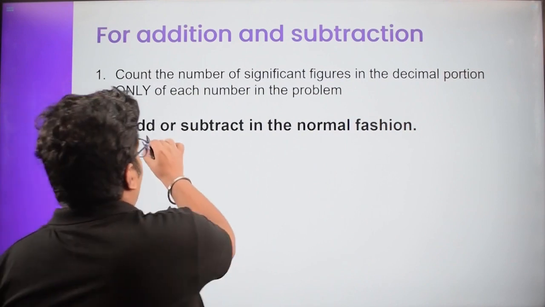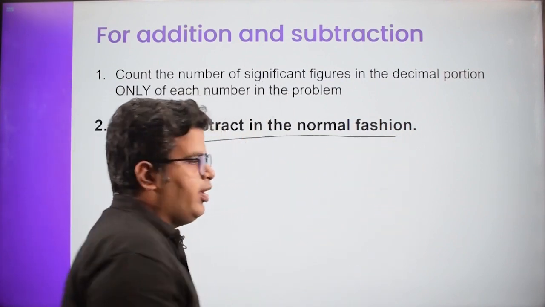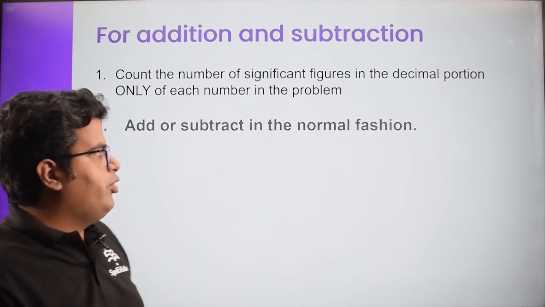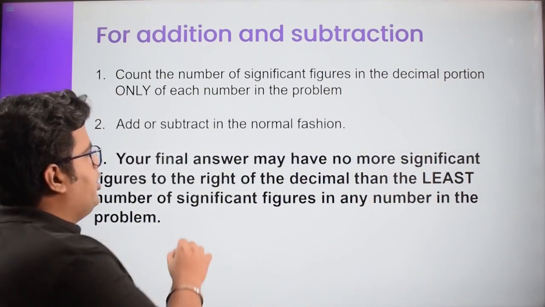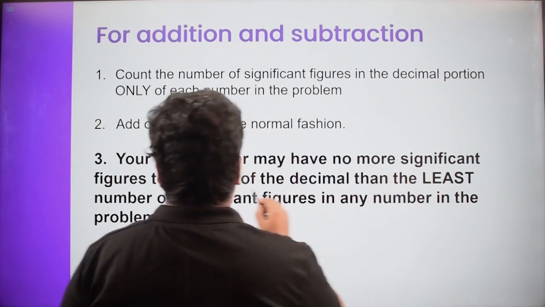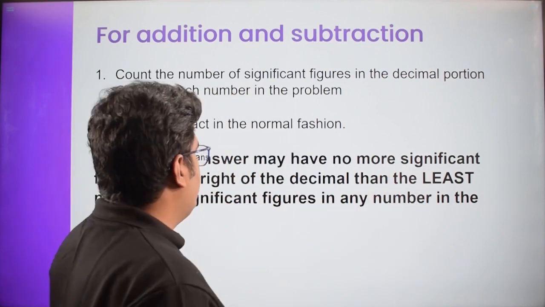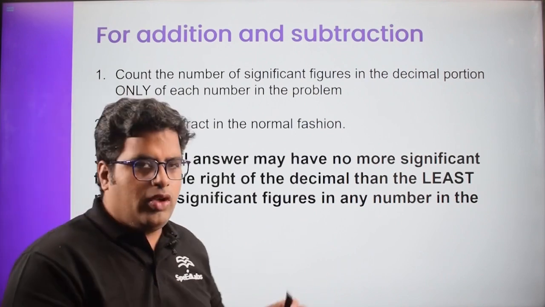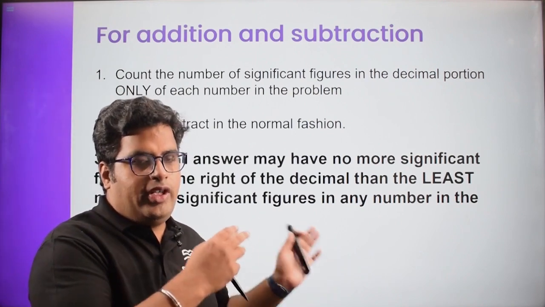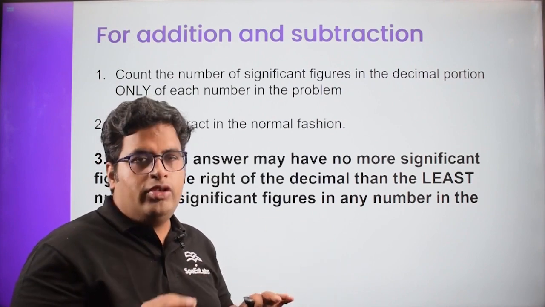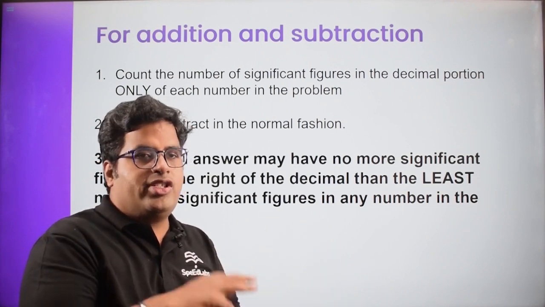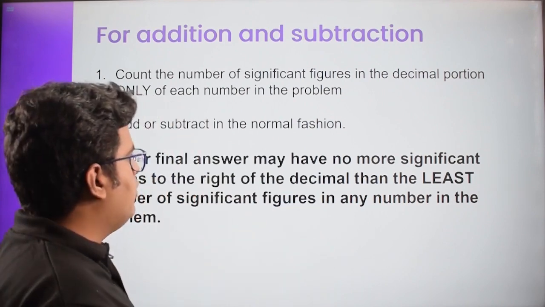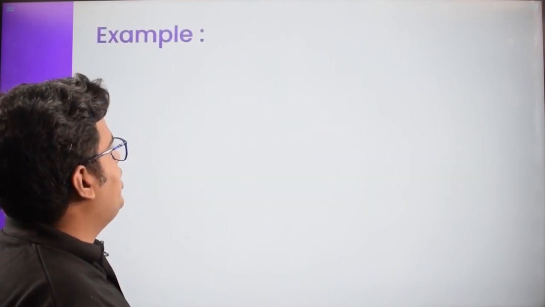Then rule number 2: add or subtract in the normal fashion. Whatever numbers we have, you can simply add them in the normal fashion. Then your final answer may have more significant figures to the right of the decimal than the least number of significant figures in any number in the problem. It may be possible that after adding or subtracting, you have more or fewer significant figures than what we actually have in the problem, right? So we'll see an example based on this.